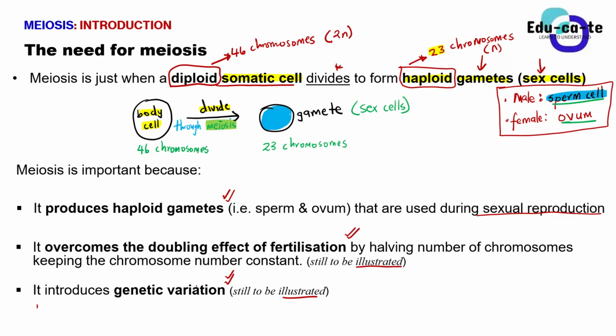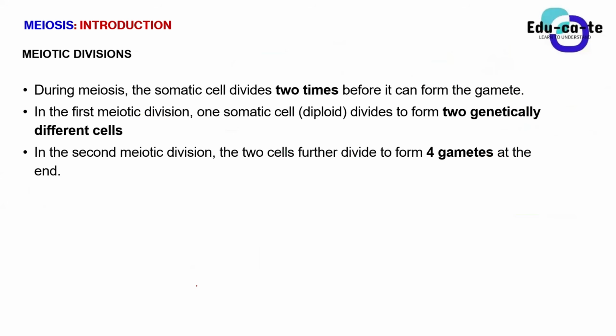Okay, so let's just get a clear idea of the meiotic divisions that we have so that you can go and sleep now. All right, so during meiosis, we say that the somatic cell is the one that has to divide, and at the end it must form the haploid gametes. It must form the sex cells, the sperm cell or the ovum. So during meiosis, what happens to the somatic cell? It divides 2 times before it can form a gamete.